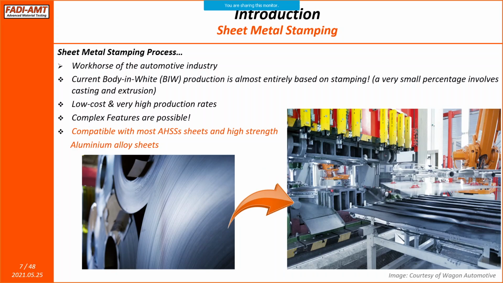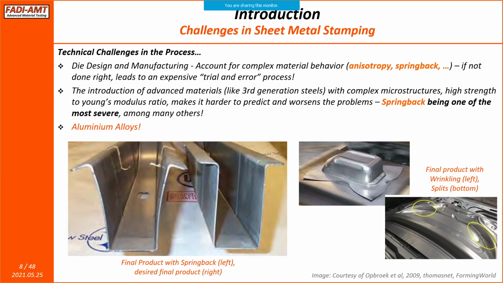Sheet metal stamping, as we all know, is the workhorse of the automotive industry. The majority of automotive body components are produced by metal stamping. It is the go-to process because it is compatible with a lot of advanced materials, it's fast, and it supports high production volumes, and thereby it is also cost-effective. But like any other process, stamping has its challenges too. Die design and manufacturing is a challenging and expensive process.